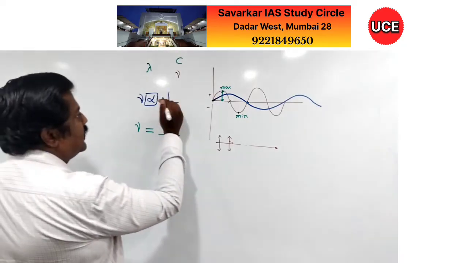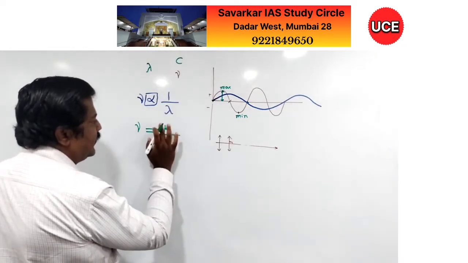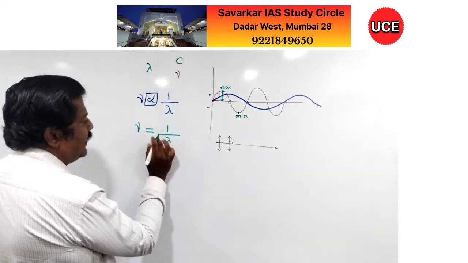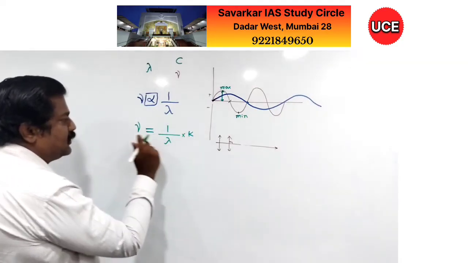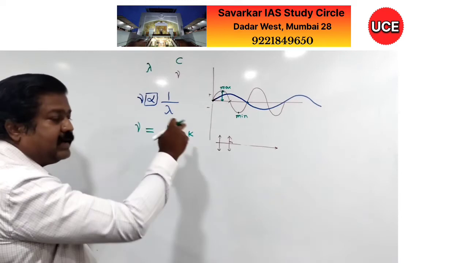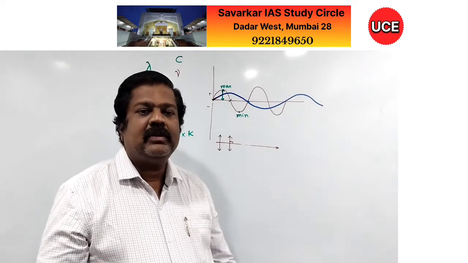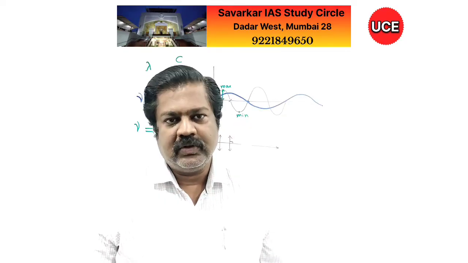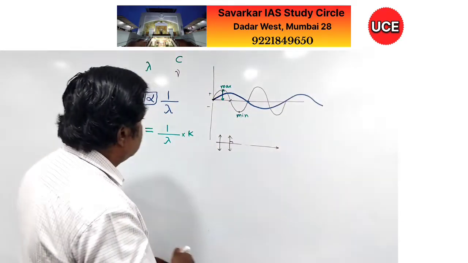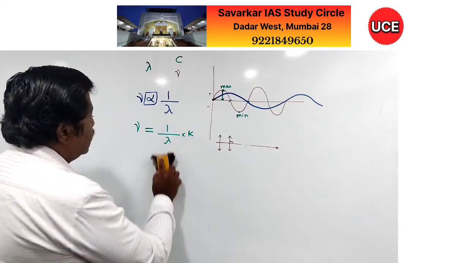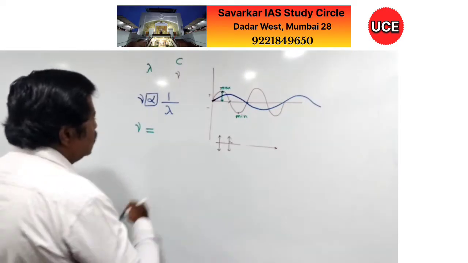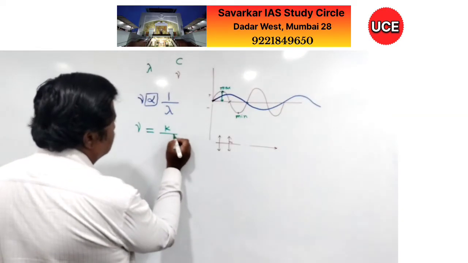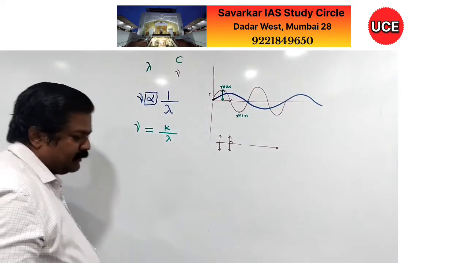So the actual thing is that I have to apply it this way. This is 1 by lambda, multiplied by some constant, with an equality sign, and the constant is substituted out. So this way we are getting the substitution of the constant over here. So in short, I am writing it this way, that nu is equal to some constant into 1 by lambda.